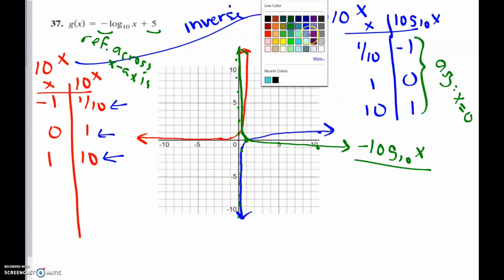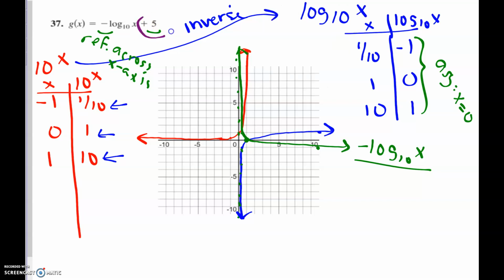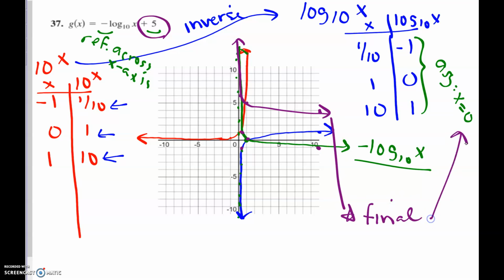Last step is +5 on the outside, so that graph is moving up 5 units. So each of these 3 points, 1, 2, 3, are going up 5 points. So 1/10, 6, 1, 0 now becomes 1, 5. 10, -1 now becomes 10, 4. So purple is the final graph. Notice your vertical asymptote is still x equals 0.